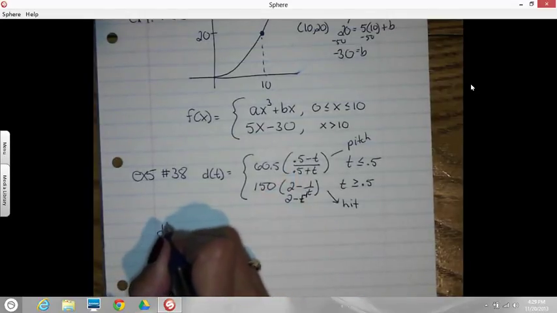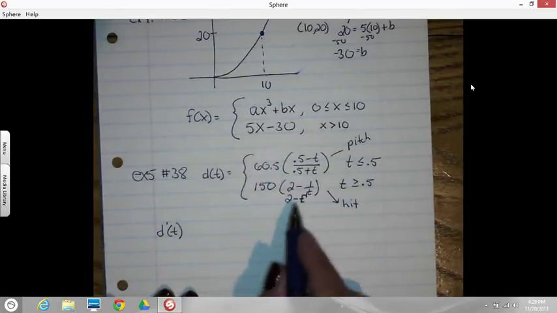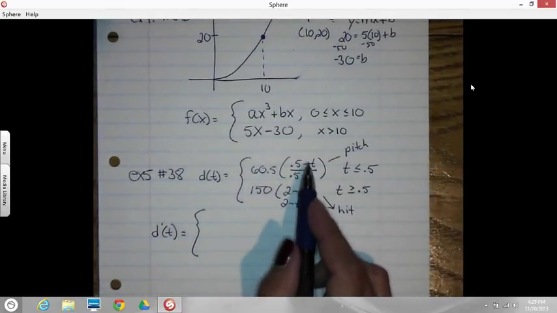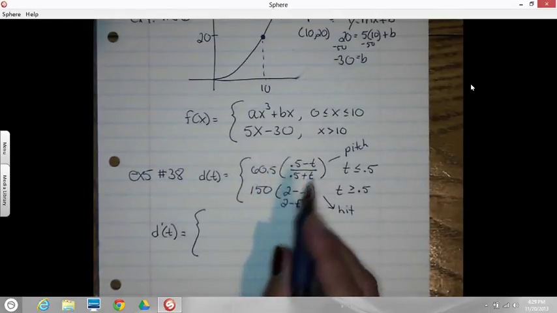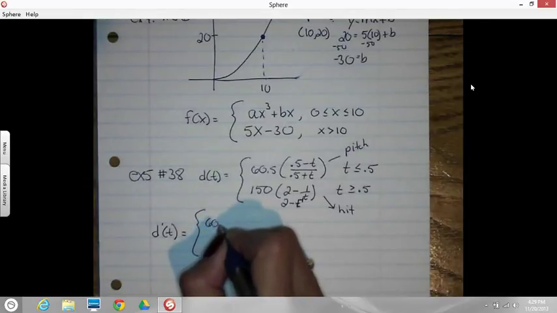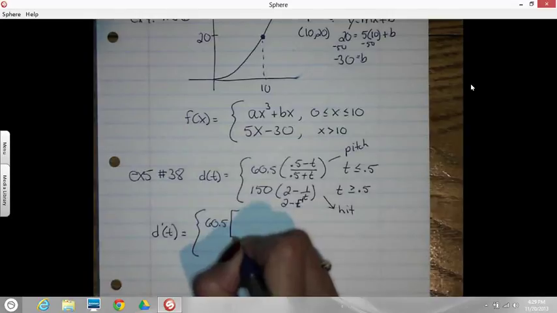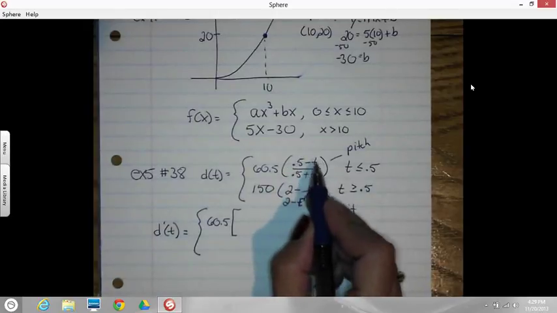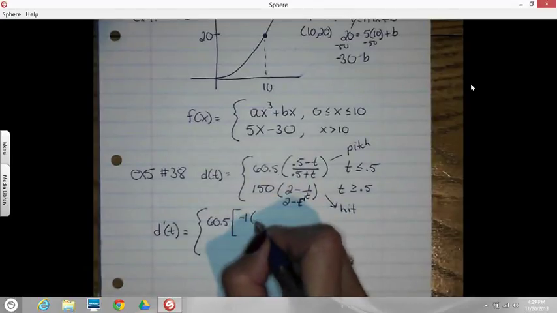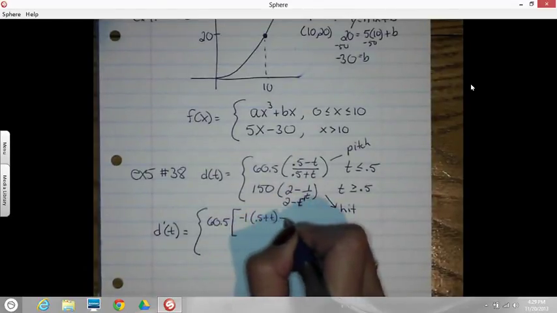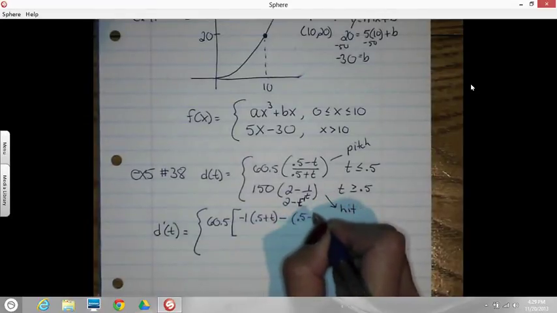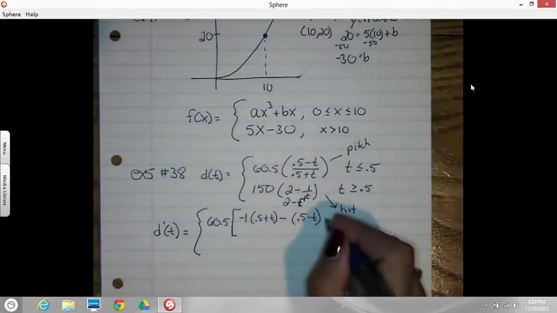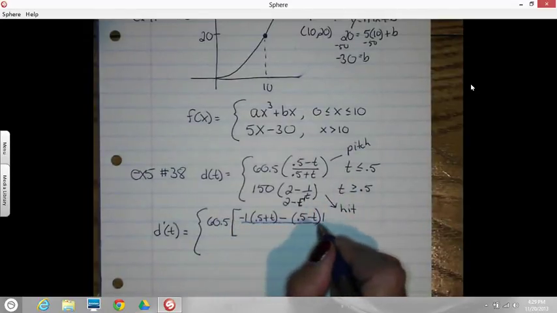So d prime of t. So you do the derivative rule for each one of these separately. So for the top one, I've got a constant times, then this is a quotient rule. So this constant, the 60.5, is going to get multiplied by the quotient rule. So the quotient rule says take the derivative of the top, well that's 0, here's a negative 1, multiply by the bottom, minus, keep the top, derivative of the bottom is positive 1, not that I need that, all over the bottom squared.